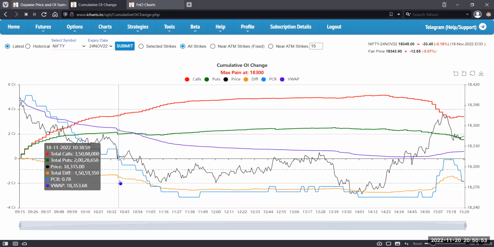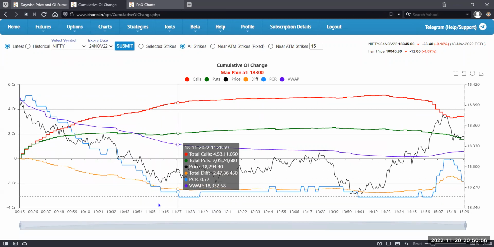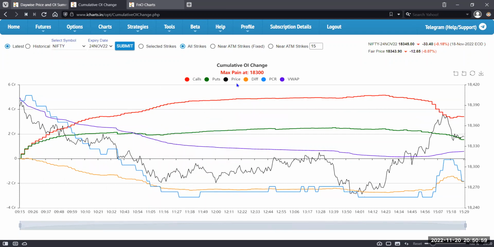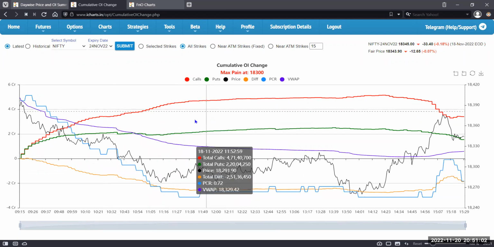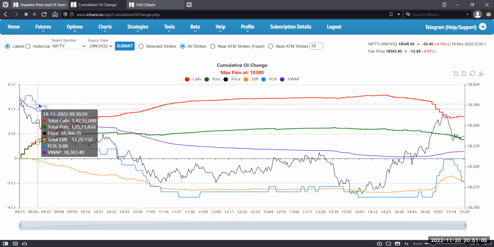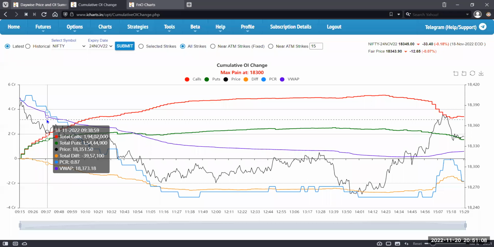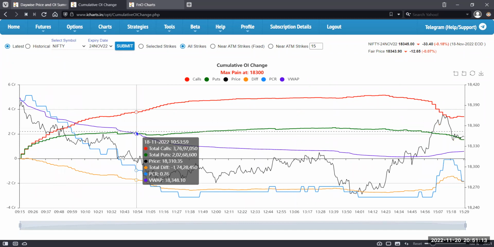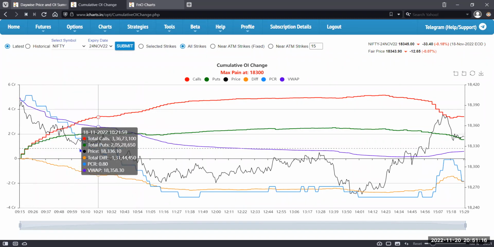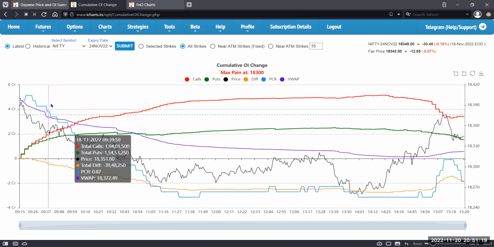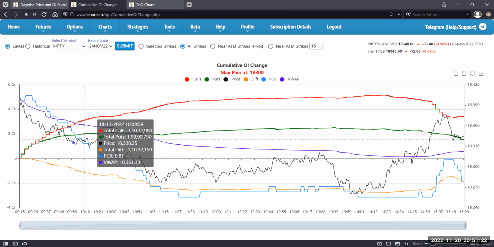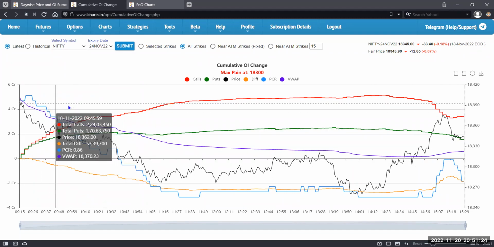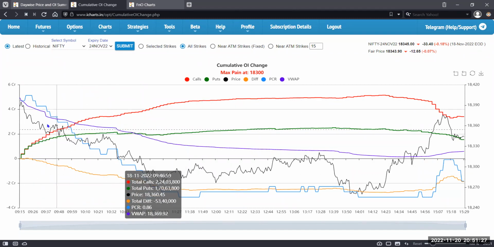PCR will give you the direction of the market reliably. It is based on the put and call OI. If put OI is increasing, then the PCR will go up. This is the put to call ratio. And if PCR is going down, it means that either the puts are unwinding or the call side is increasing, because that is the only reason why the put call ratio can go down. So the simple thing is to check this, and it will immediately tell you.